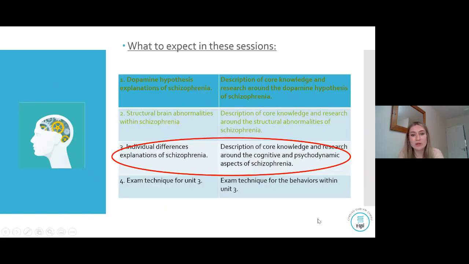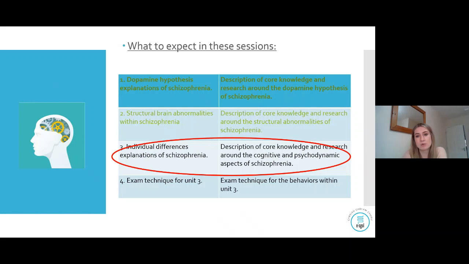Okay, that is all for today with structural brain abnormalities. The next session that you will see will be individual differences, explanations of schizophrenia. What I'm going to do is combine 2 together. So you will look at Freud's psychodynamic theory and also the cognitive theory with Anthony Morrison, Christopher Frith and Aaron Beck. And we're going to look at, again, a description of the core knowledge and research around the cognitive and psychodynamic aspects of schizophrenia. The session after that, I will be looking at some exam technique for Unit 3.